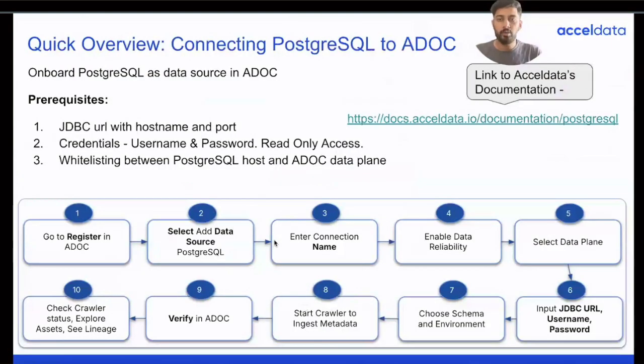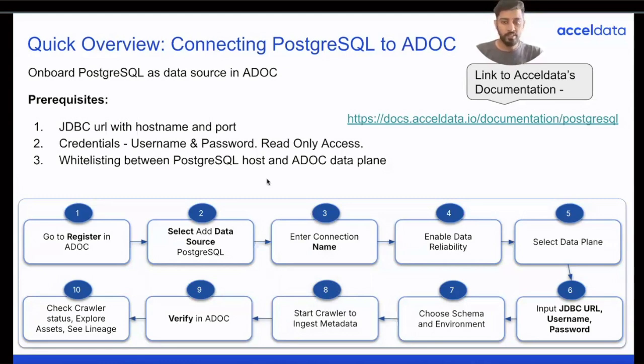And then I want to talk about the prerequisites for this integration. So what you need is a JDBC URL with the host name and the port at which Postgres is running, and where it is running, okay? And then the credentials, the username and the password, with only read-only access, because we only read the data to check the quality. We don't write anything to the customer database system.